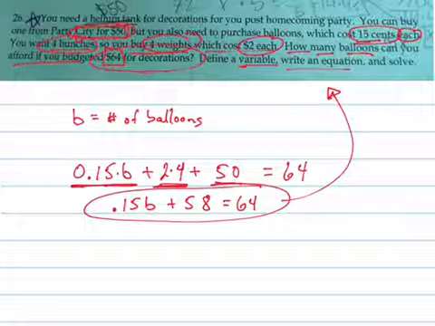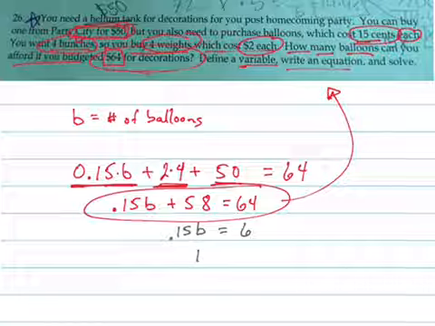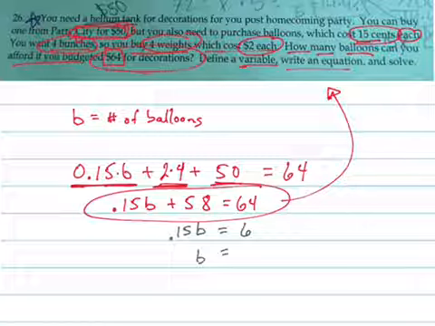And now I'm going to solve it. How do I solve this equation? Subtract 58, which gives me 6 equals 0.15b. Divide by 0.15. b equals whatever 6 divided by 0.15 is, which equals exactly 40. And how nice, because that's divisible by 4.